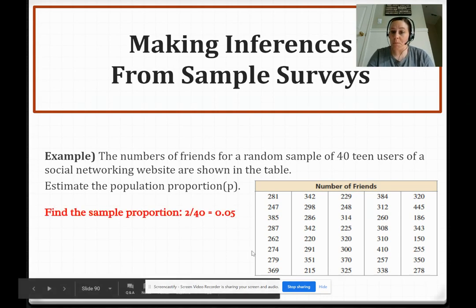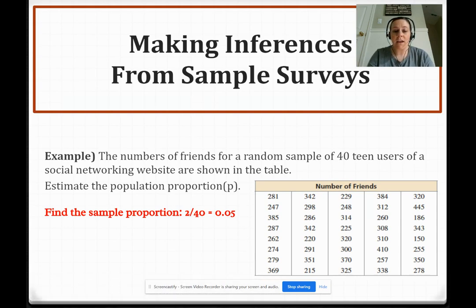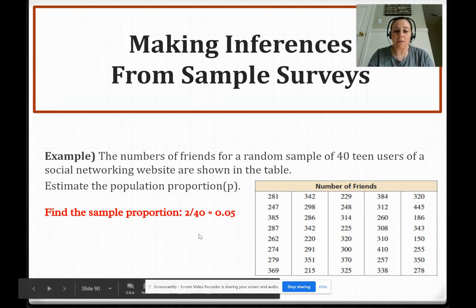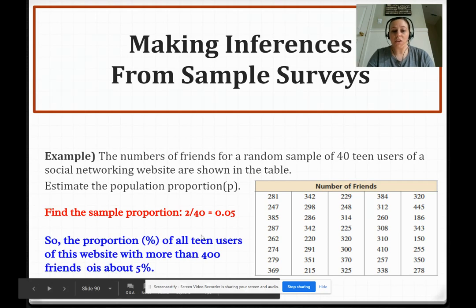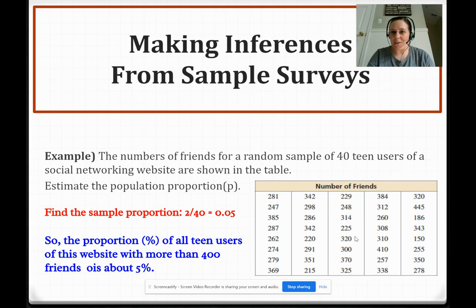So I can find the sample proportion, 2 out of the 40 gives me 0.05, and I can use that to estimate. So the proportion of all teen users on this website with more than 400 friends, that should say, is about 5%.